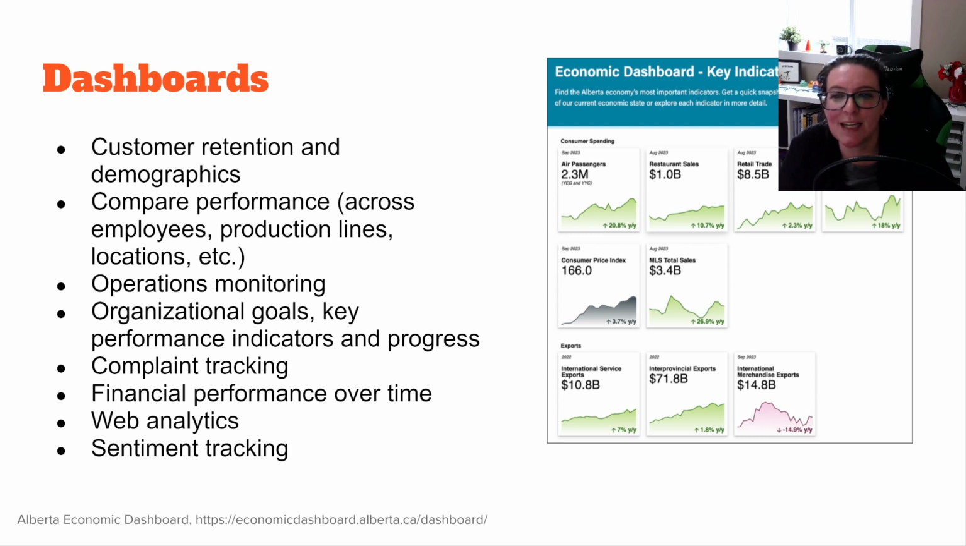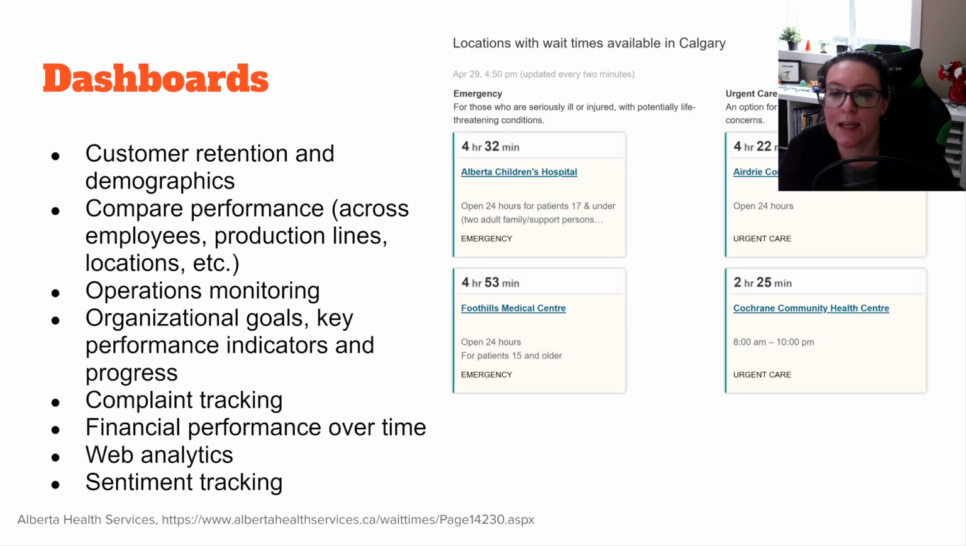And what it tries to convey is what is happening with the economy of Alberta. So it shows what's happening to inflation, to unemployment. It shows different industries like retail and restaurants and air passengers to help you get an understanding as to what is happening in the Alberta economy. In comparison, here's a dashboard that shows you what the wait times are at health clinics in Calgary.